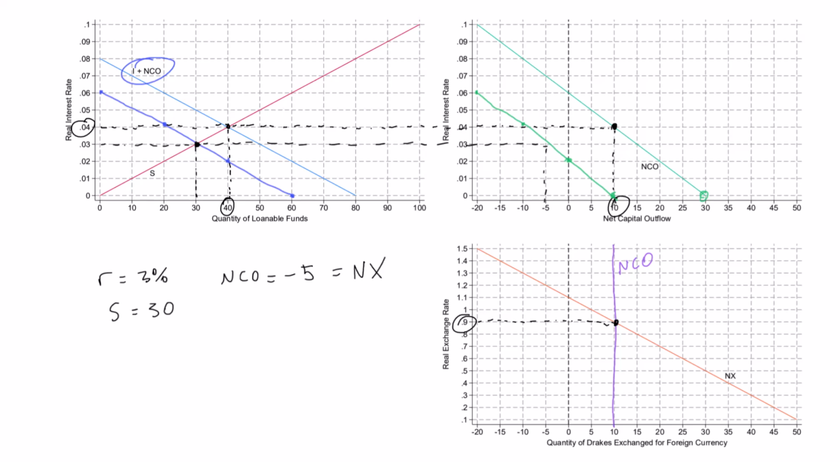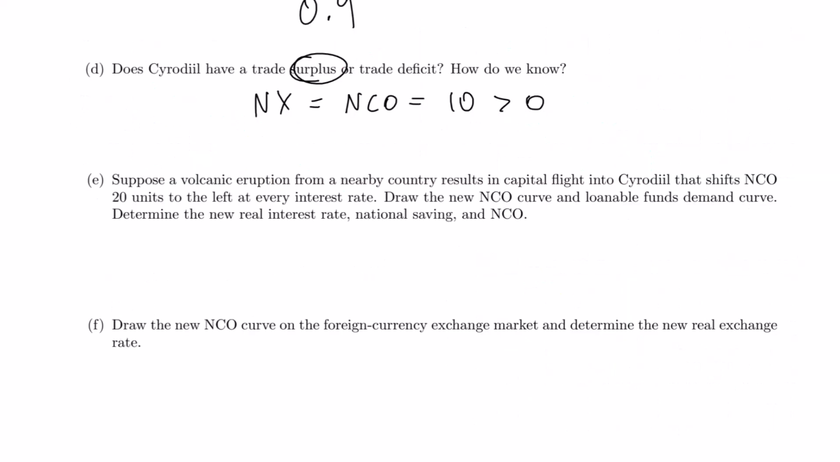We're then going to draw our new NCO curve on our foreign currency exchange market, again as a vertical line, and that's going to give us our new real exchange rate of 1.2. And that's going to give us all the rest of our answers. Real interest rate is 3%, national saving is 30, net capital outflow -5, and real exchange rate of 1.2.